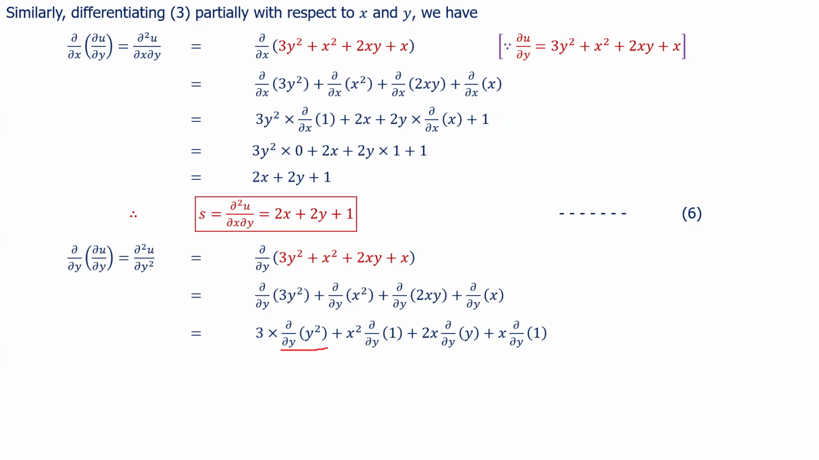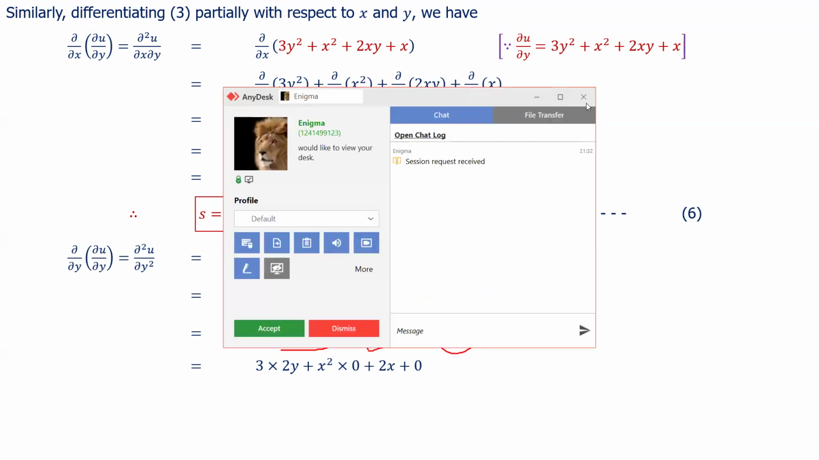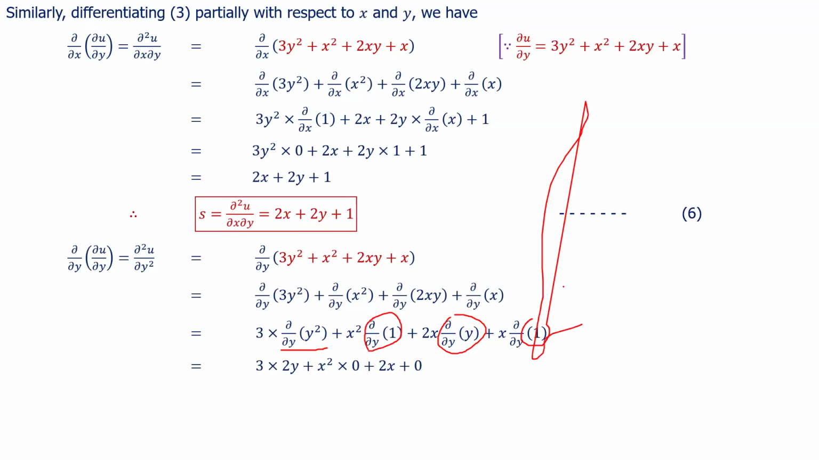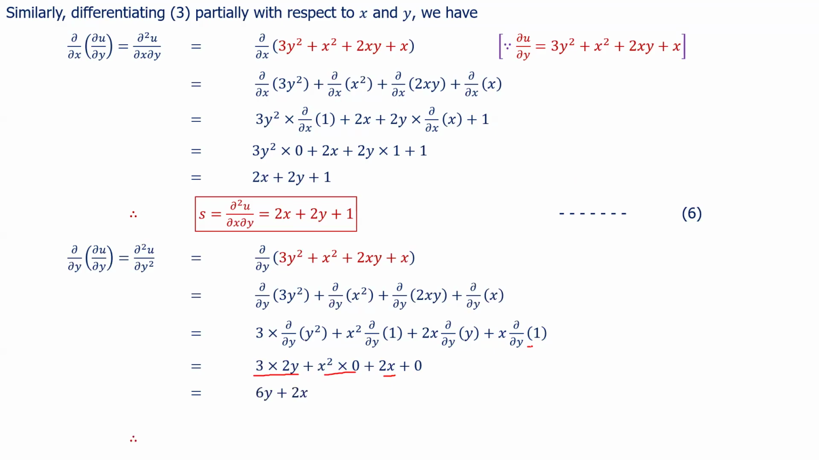What is the partial derivative of y square with respect to y? It is nothing but 2y. Partial derivative of 1 with respect to y is 0. Partial derivative of y with respect to y is 1, and partial derivative of 1 with respect to y is 0. Now this is 6y, this is 0, plus 2x, and this is 0. So we have 6y plus 2x. This is the value of del 2u del y square, represented by t, whose value is 6y plus 2x in this example.